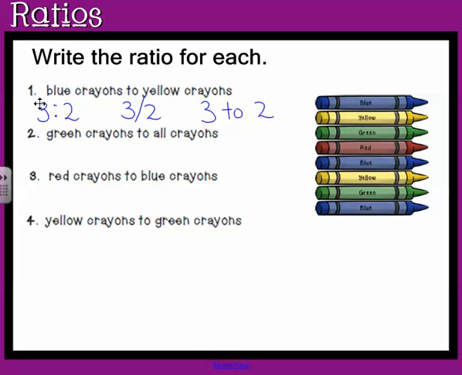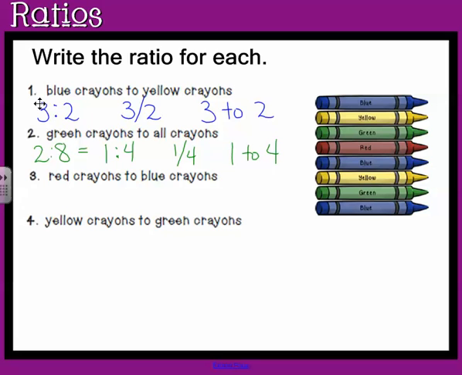The second example asks us to compare green crayons to all the crayons in the set. I see 2 green crayons, and if I count all of the crayons, I have 8. Now let's think about this as a fraction for a moment. We can simplify that because 2 and 8 have a common factor of 2. So that is really represented as 1 to 4. Again, think about fractions and how we simplify. In fraction notation, this would be 1 over 4. In words, it would be 1 to 4.